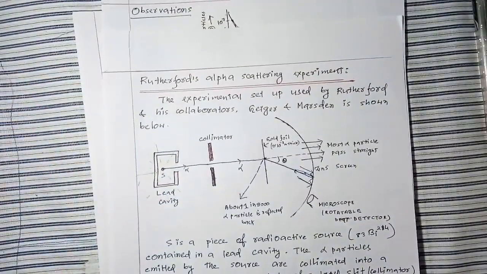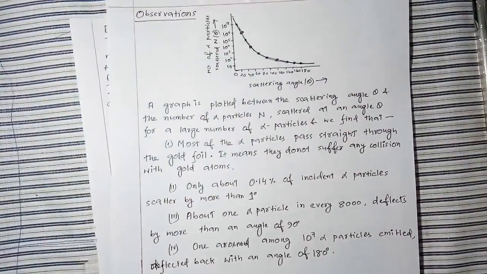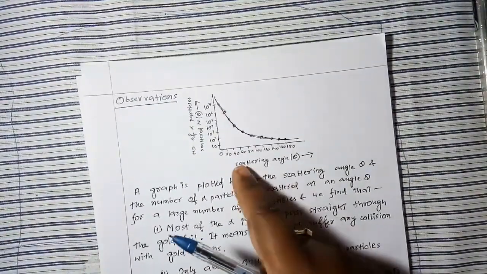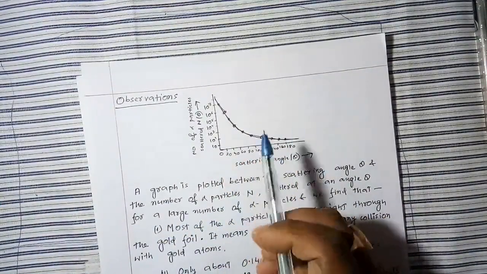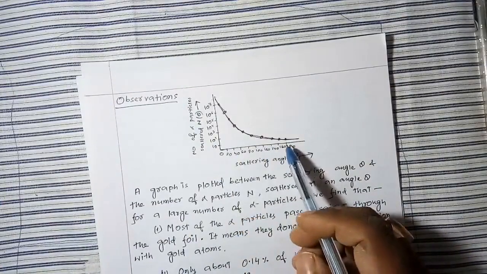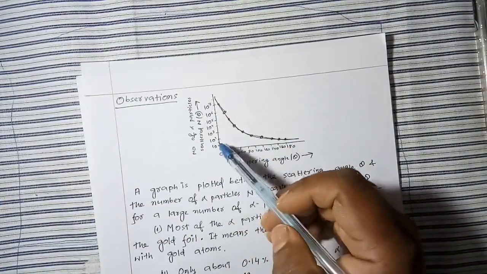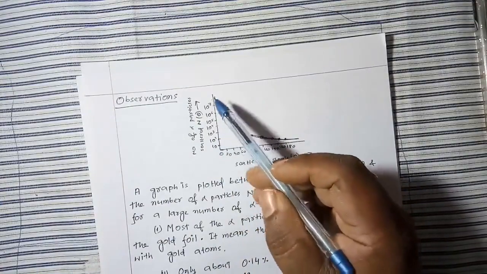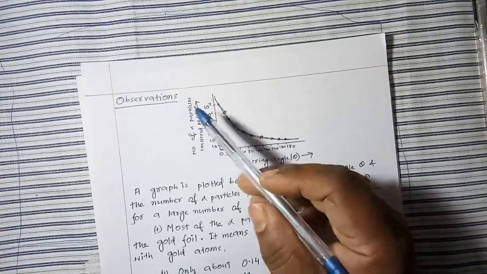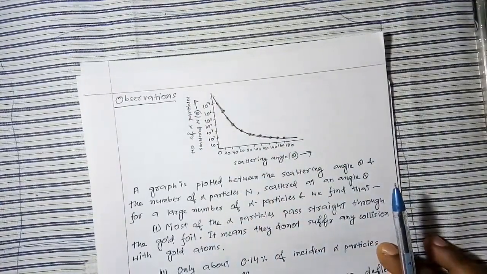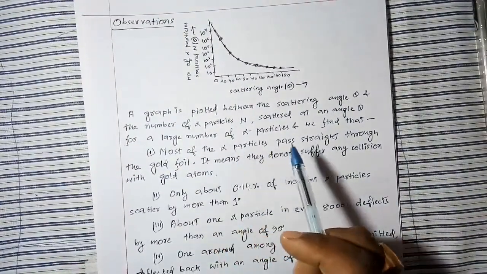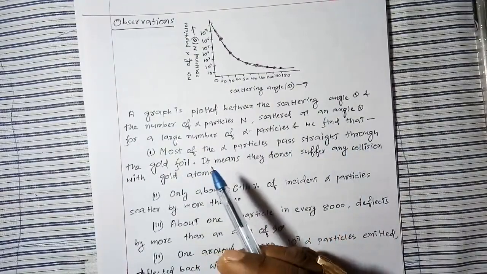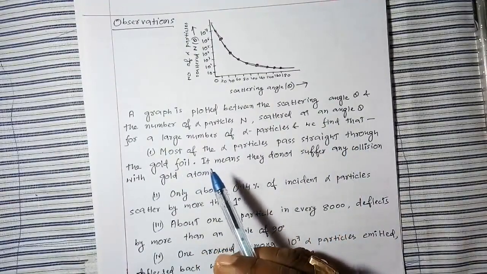So let us see what observations we got in this Rutherford scattering experiment. This is a graph, right? Along the x-axis we have the scattering angle that we have just discussed. We consider the scattering angle up to 180 degrees, right? And along the y-axis we write the number of particles scattered. And what are the observations?